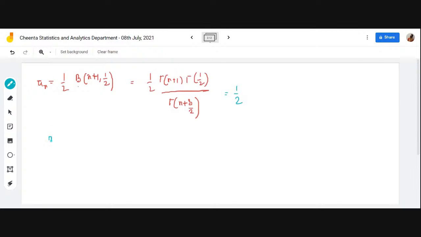There are some properties. I will not do the gamma function today; it's something you should be knowing. Gamma half is equal to root pi. Gamma x is equal to x into gamma x minus 1, for x greater than 0. And another property: gamma of any integer n is n minus 1 factorial. These are the three properties of the gamma function.